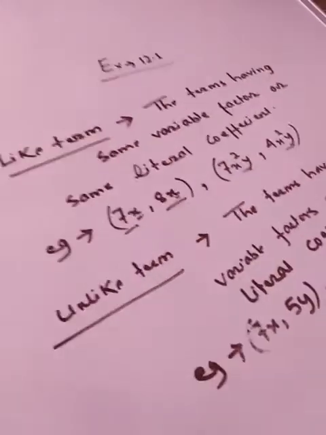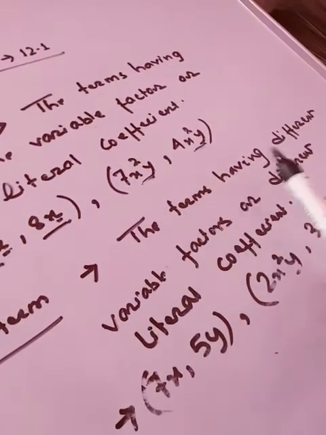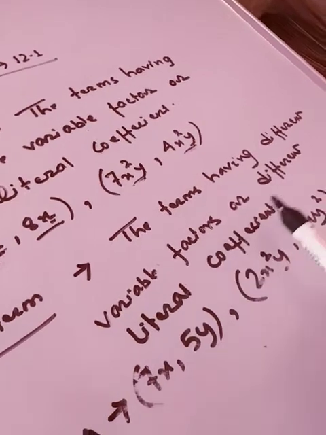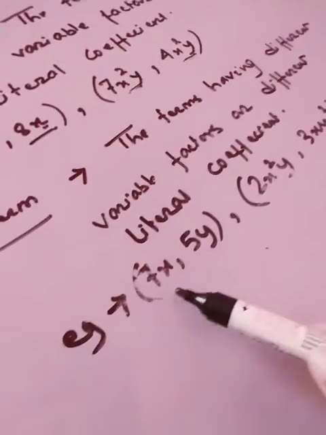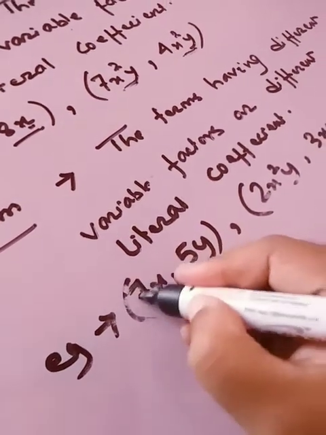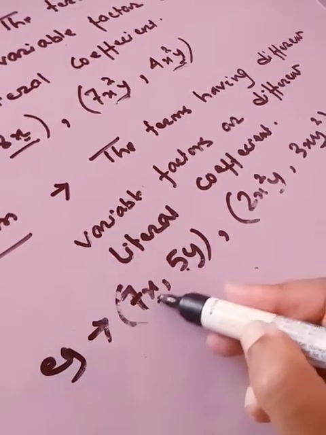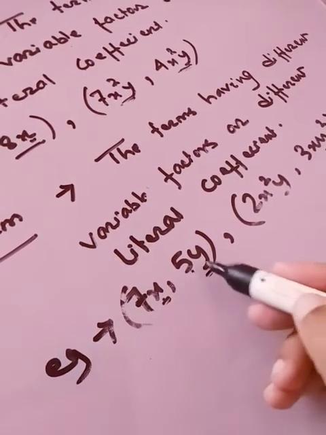So that is the reason these two are like terms. Okay, understood? And unlike terms, obviously the variables will not match, the terms having different variable factors or different literal coefficients. See, I have given the example 7x, 5y. So see, 7 is carrying x, 5 is carrying y. So the variables are not matching, so they are unlike terms.